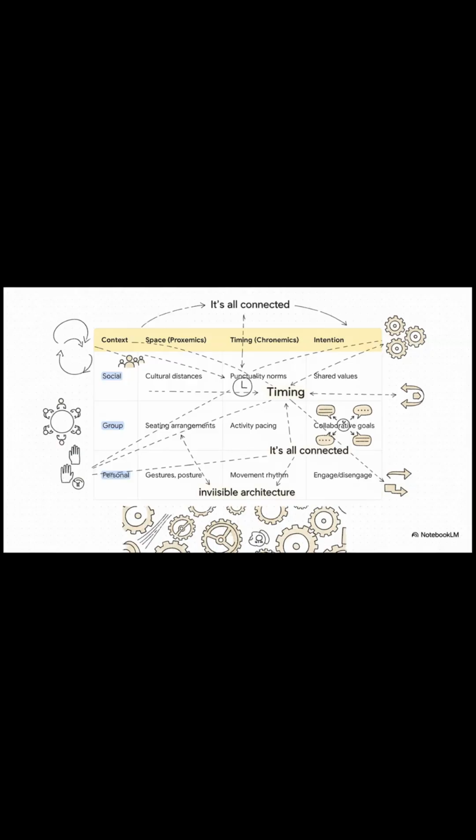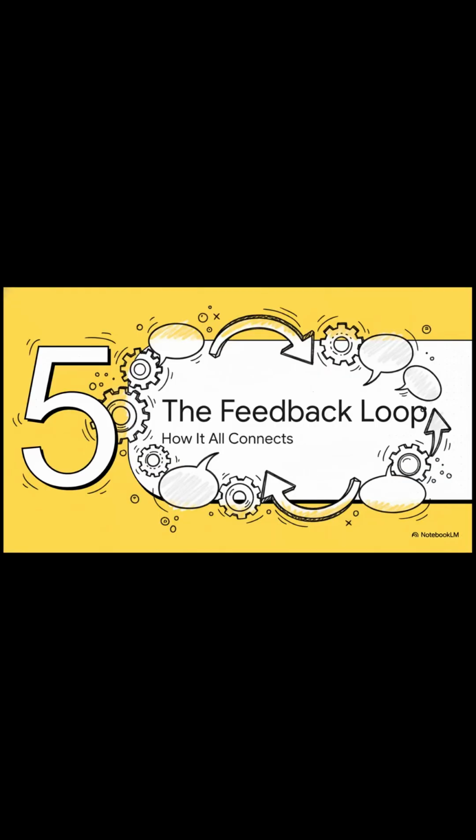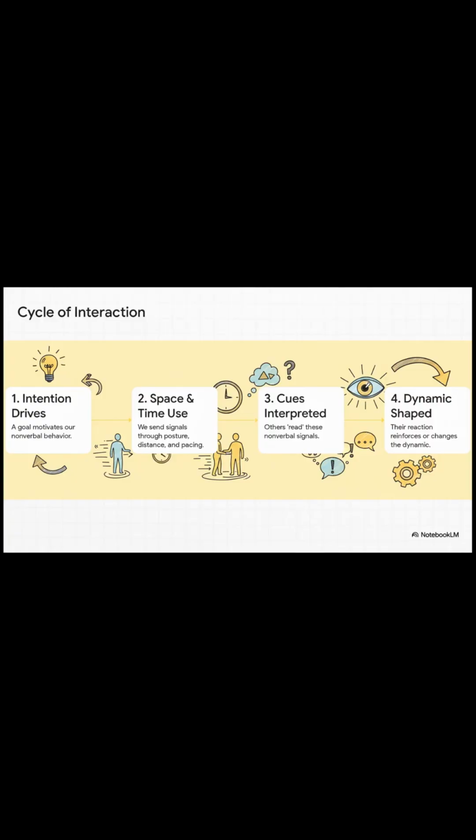It is all connected. So how do all these pieces actually work together when you're in a real conversation? Well, it's not a one-way street. It's not just you sending out signals. It's a constant, dynamic feedback loop. Let's just walk through this cycle really quick. First, your intention drives you to act. Second, you use space and time to send a nonverbal message. Third, the other person reads and interprets those cues. And fourth, and this is key, their reaction, based on their interpretation, shapes the rest of the conversation. And then the loop starts all over again.